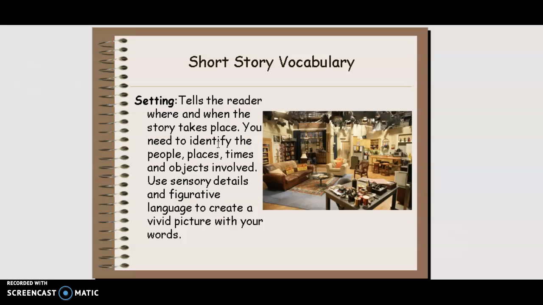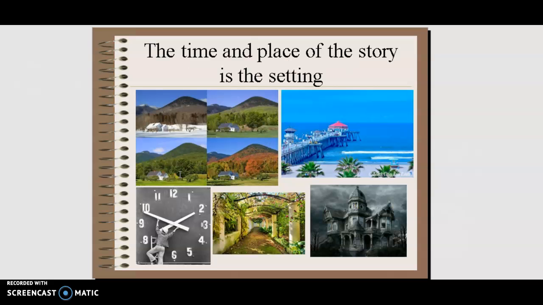Okay, the setting. We have to think about the place in which our story takes place. For example, tell the reader where and when the story takes place. You need to identify the people, places, times, and objects involved. Use sensory details and figurative language to create a vivid picture with your words. The time and the place of the story. Was it in the past, in the future, in a garden, on mountains, in a castle? Let's think about the setting.